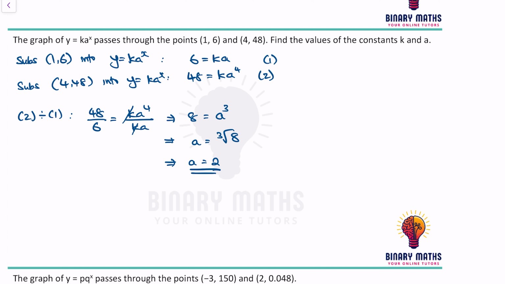So now that I know a is equal to 2, I can substitute a equals 2 into equation 1, which means I get 6 is equal to k times 2, which implies k is equal to 6 over 2, which means k is equal to 3.